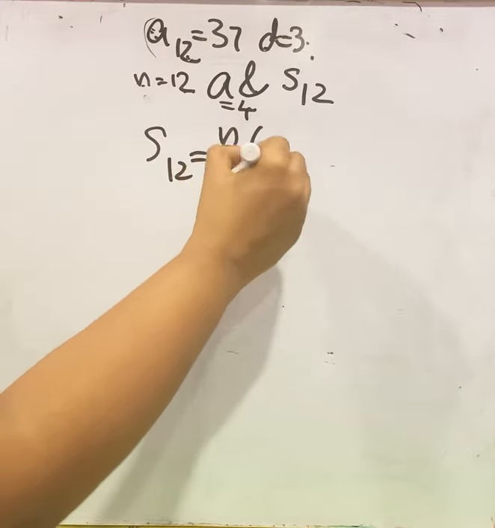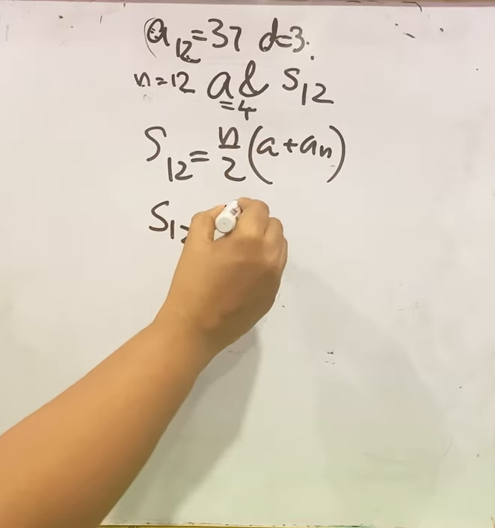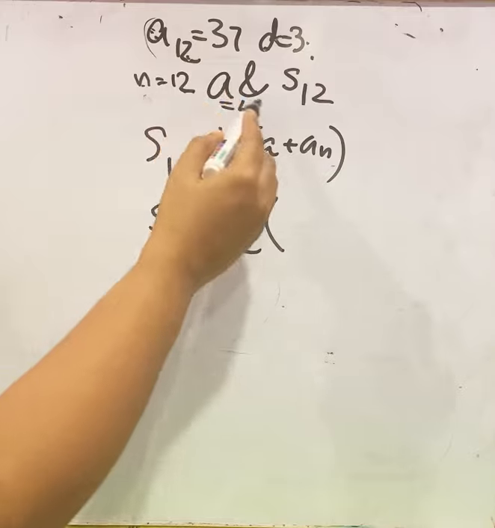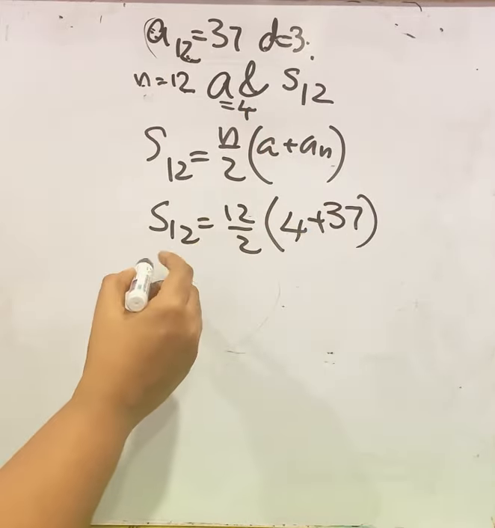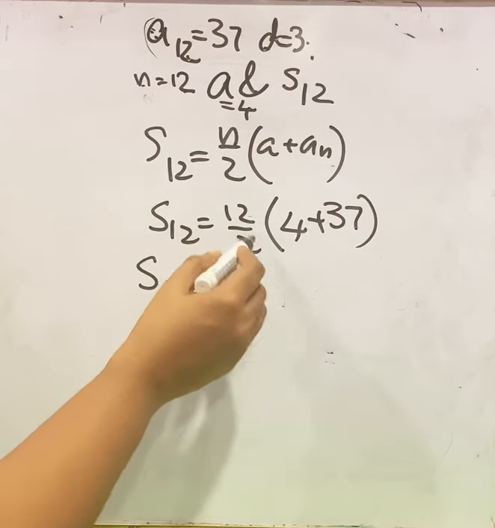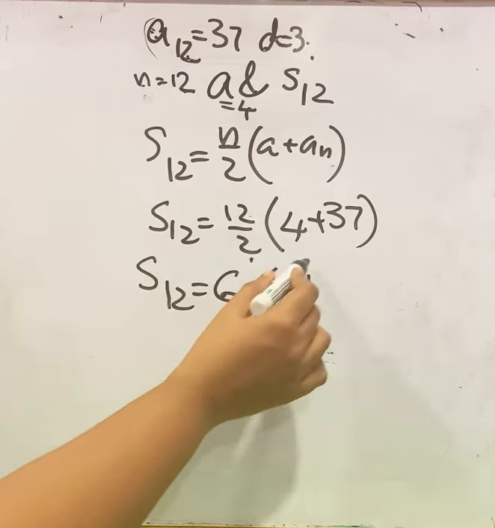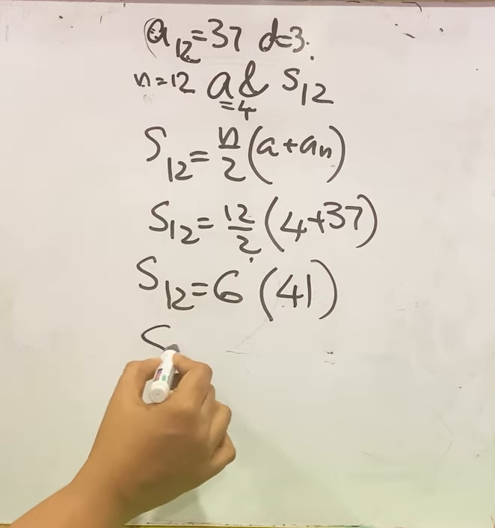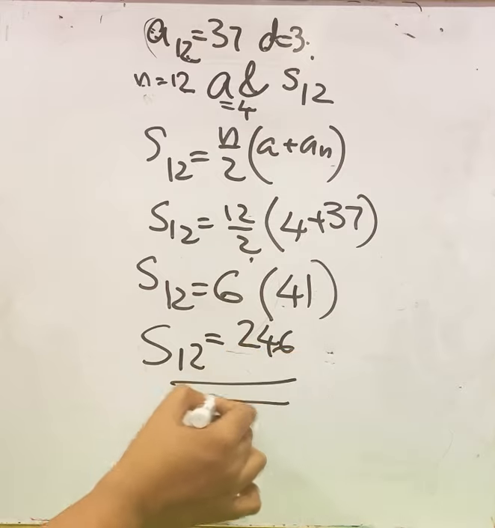Now find S12. The formula is n by 2 into (a plus an). That is S12 equal to 12 by 2 into (a is 4 plus an is 37). S12 equal to 12 divided by 2 is 6, and 37 plus 4 is 41. 41 into 6 is the answer. So S12 equal to 246.